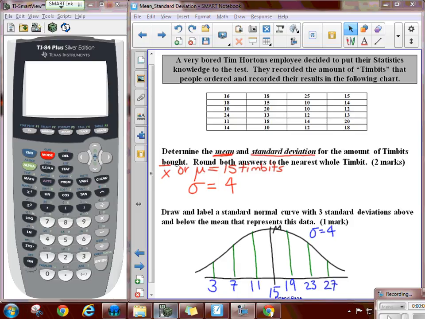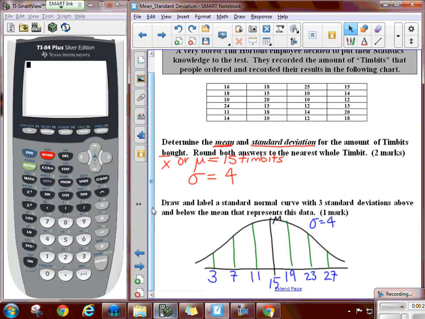This video is a continuation of a previous video that talks about how to find the mean and standard deviation given a set of data. And we talked about Timbits. We showed how to find the average number of Timbits sold, which was 15, and the standard deviation of 4 Timbits using our graphing calculator. And then we even drew the standard normal curve, labeled 3 standard deviations above and 3 standard deviations below to represent the normal distribution of this data.